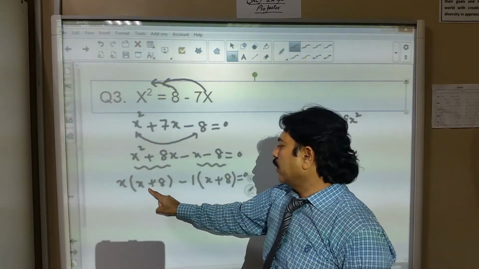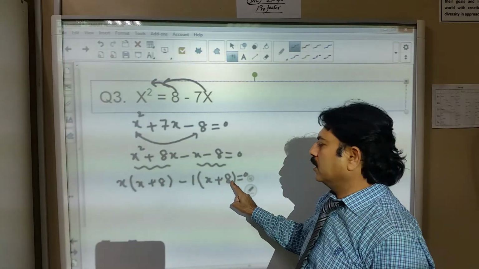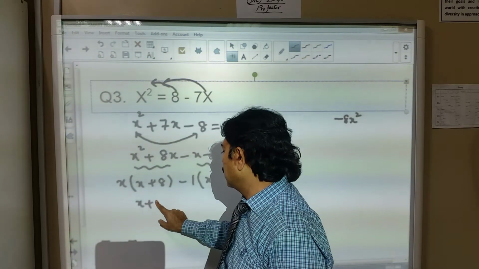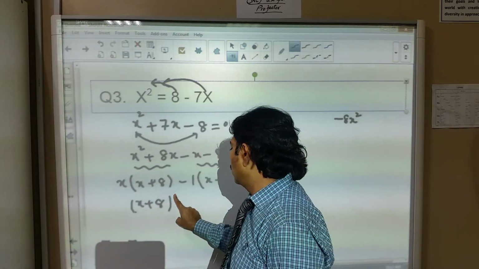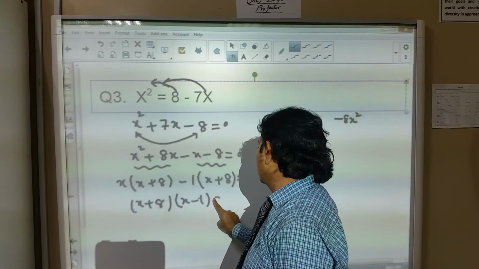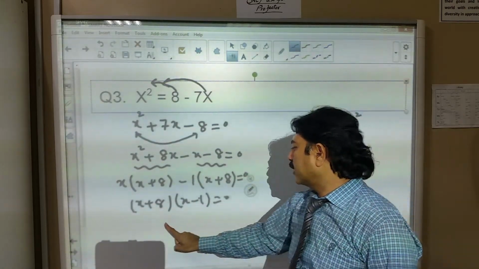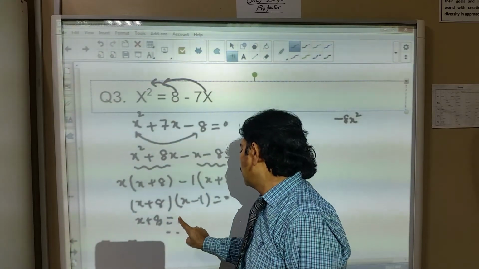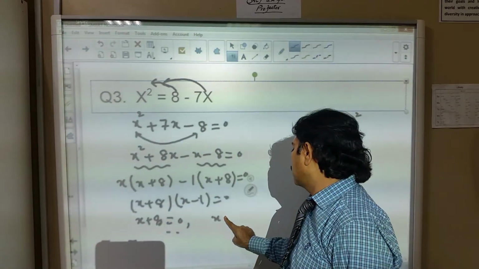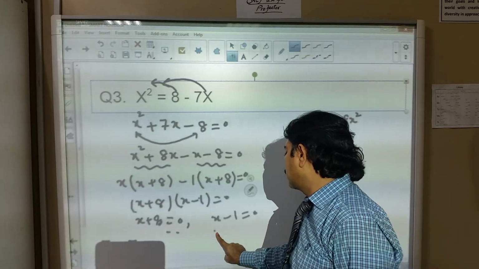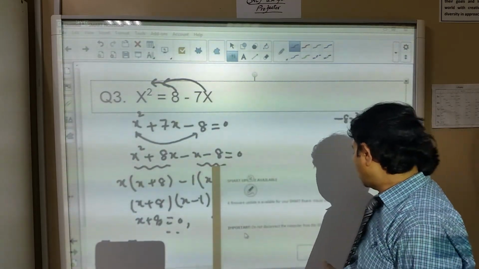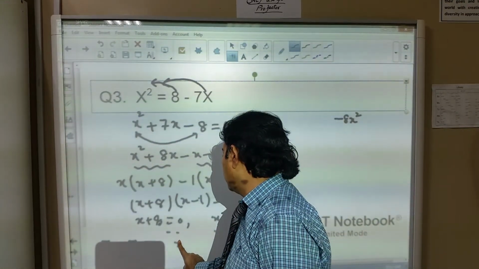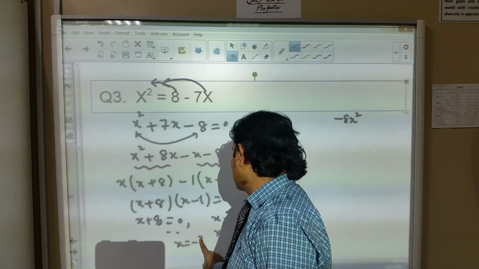Now see it, this is x plus 8, and this is x plus 8, so this means we are correct. So x plus 8 into x minus 1 is equal to 0. You will write x plus 8 is equal to 0, or x minus 1 is equal to 0. So this means that x is equal to 1, and here x is equal to minus 8.